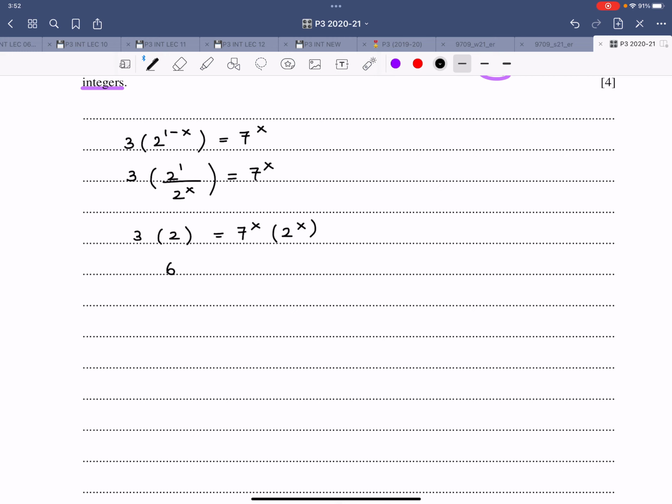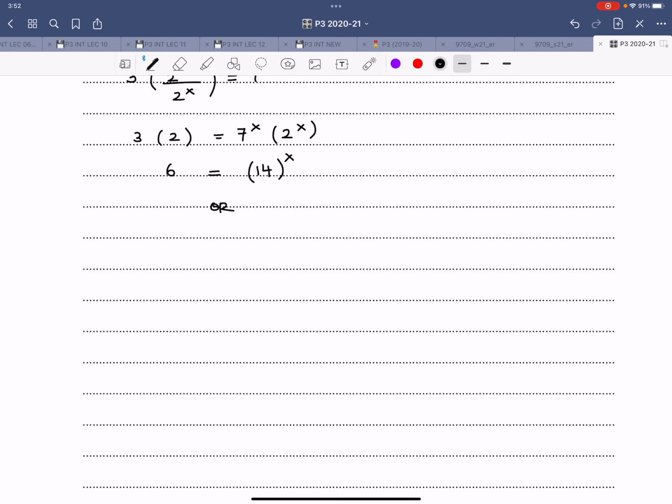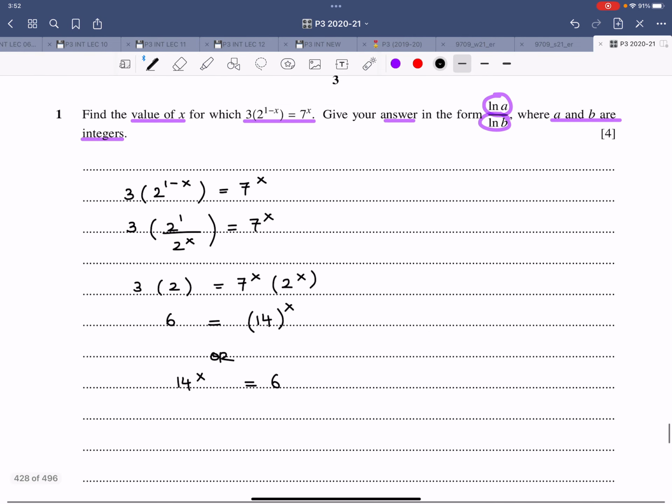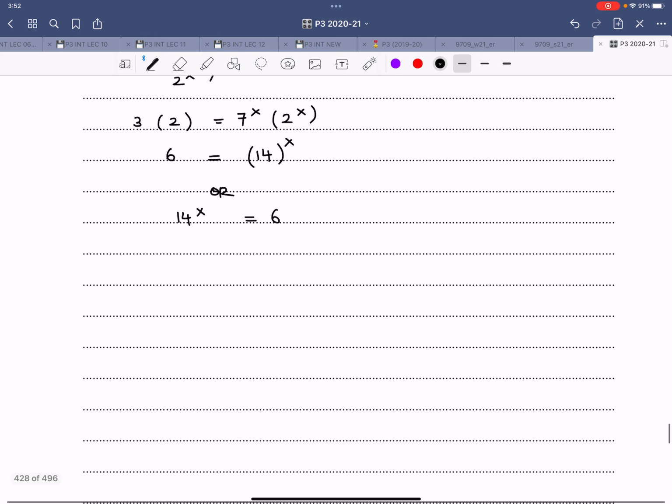This is 6. Since the powers are the same, the bases multiply. 14 raised to power of x. Or let me swap the places. 14 raised to power of x equals 6. Now you can either take lg or ln of both sides, but since the question is in terms of ln, therefore now take natural log of both sides.